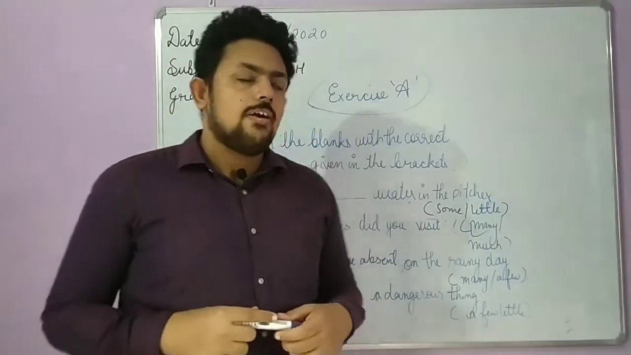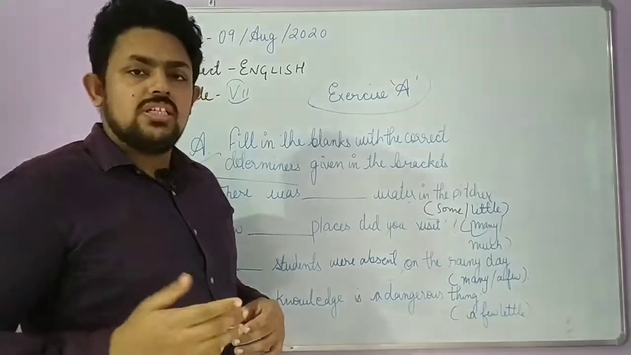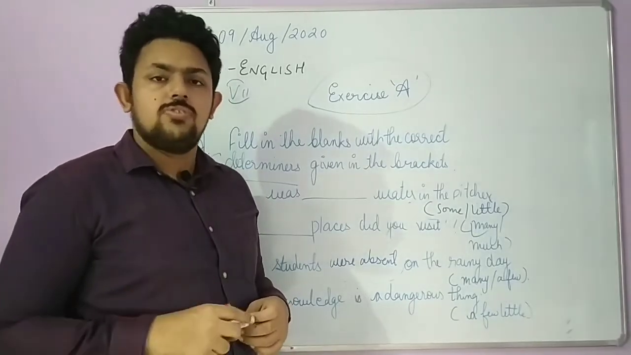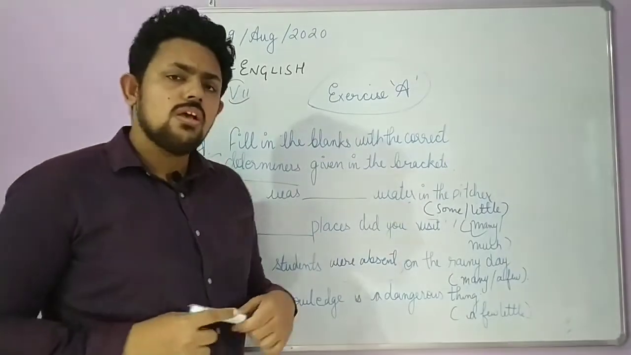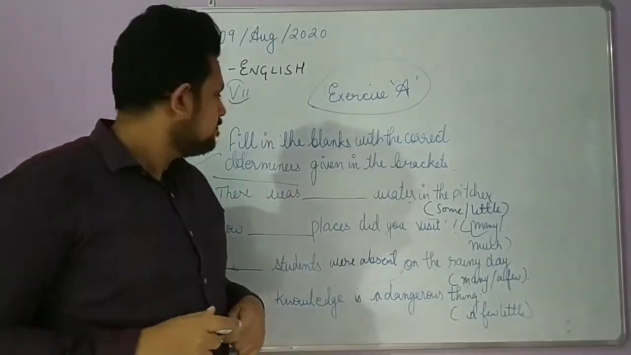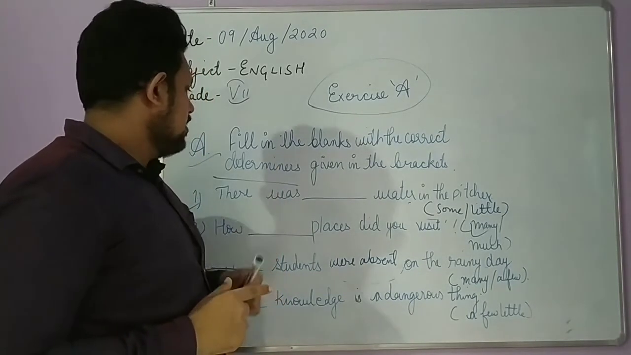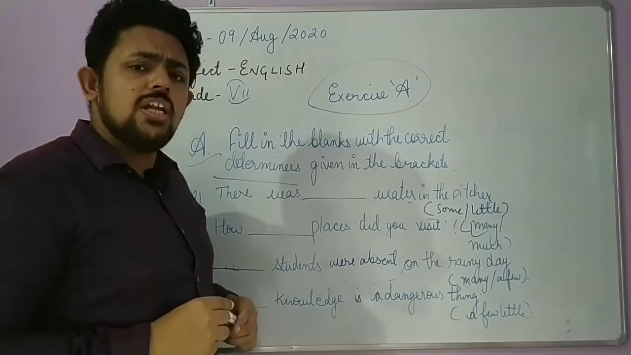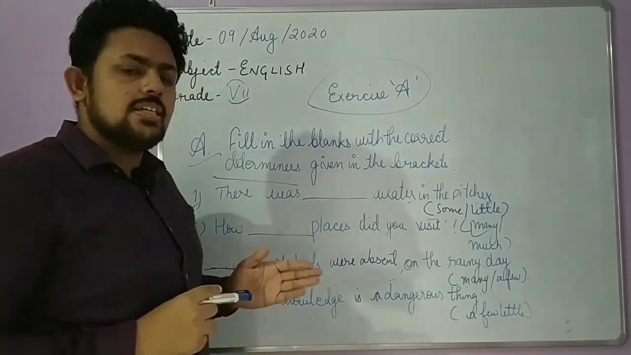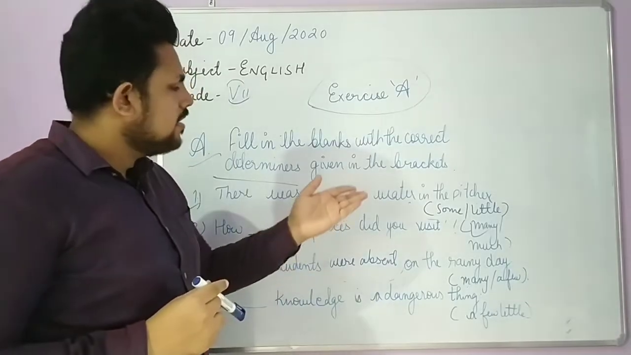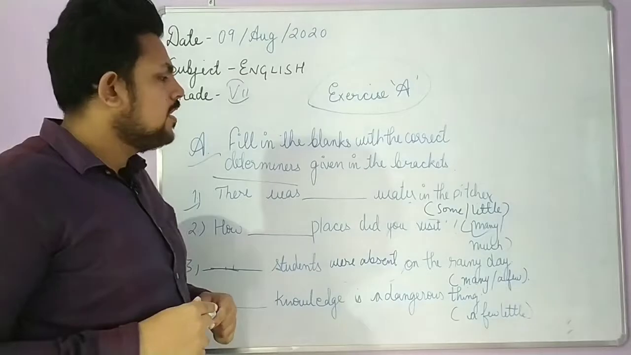I will solve 4 sentences out of all the sentences for you, and the rest of the sentences would be done by you on your own. So here we have the exercise A. Fill in the blanks with correct determiners given in the brackets. So we have the sentences in which there is a blank, and there are 2 options in the brackets. You have to choose the correct one out of the 2.